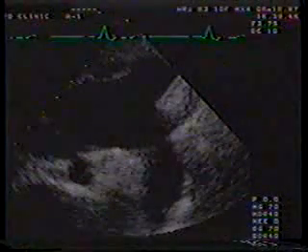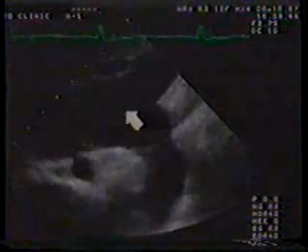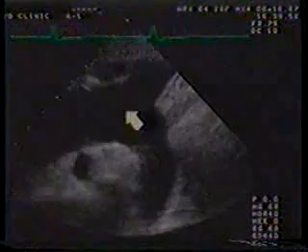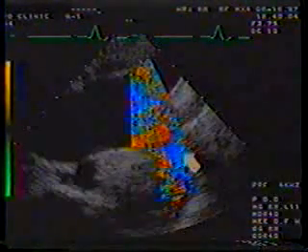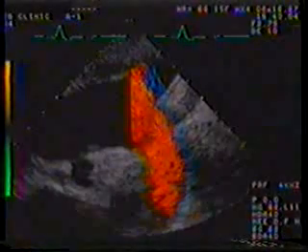This patient has severe aortic regurgitation. Note the marked pulsatility of the arch. This is another characteristic of severe aortic regurgitation. In systole, the descending aorta is filled with blue-green signals representing forward flow. In diastole, the entire descending aorta is filled with red. This large amount of color reversal is due to severe aortic regurgitation.